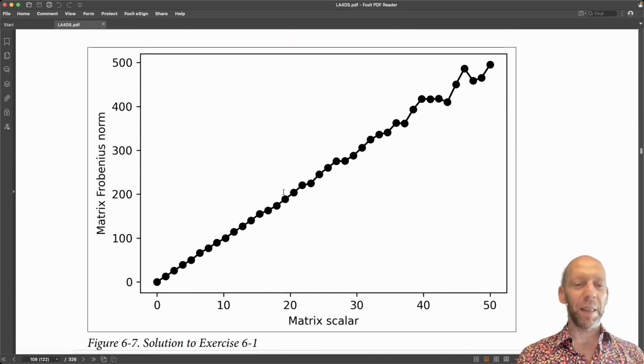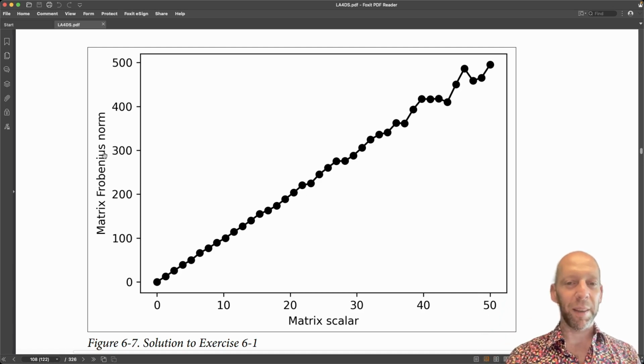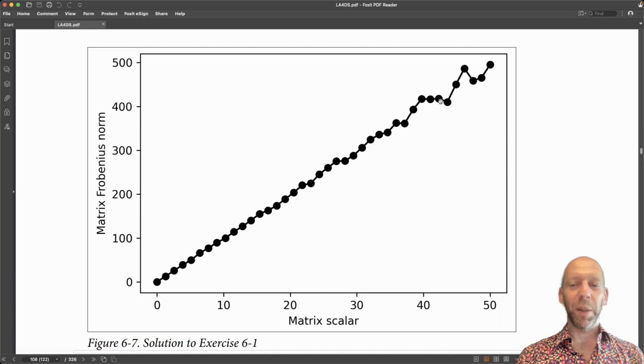It might look something like this. So here we see the matrix scalar. You can see it's linearly spaced numbers between 0 and 50. And then these are the average Frobenius norms from the 10 random matrices that we computed. And what you see, not surprising when you learn about the calculations for the Frobenius norm, is that as the numerical values of the matrix increase, so does the matrix Frobenius norm. It gets a bit unstable up here because the matrices are starting to get really large.